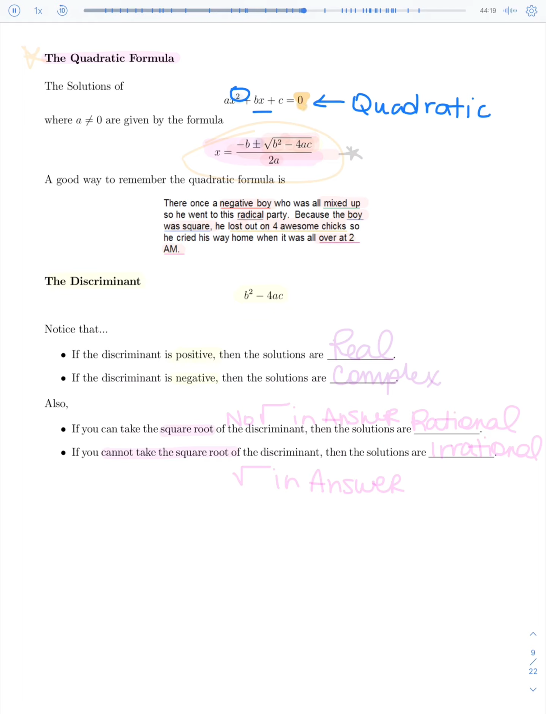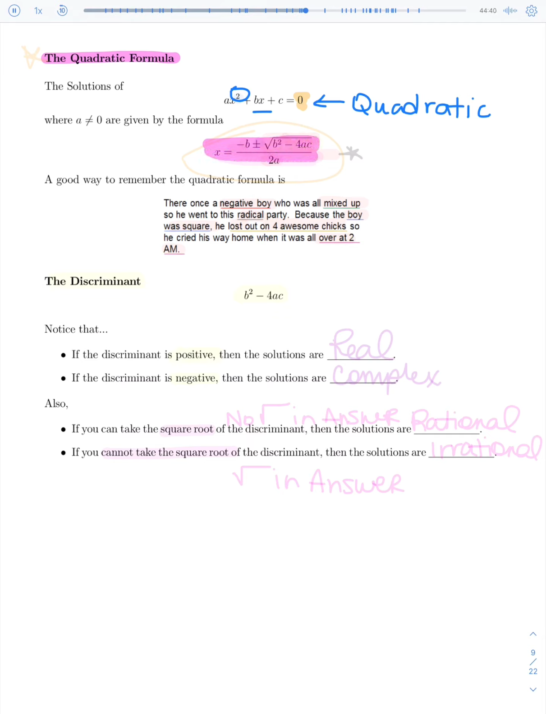And the hope was that it factors. If it doesn't factor and all else fails, what will always work is our quadratic formula. It always works. And it's not an easy formula, but it's not too bad.